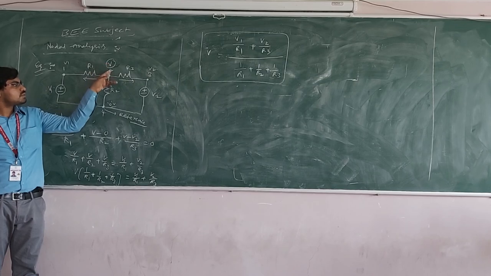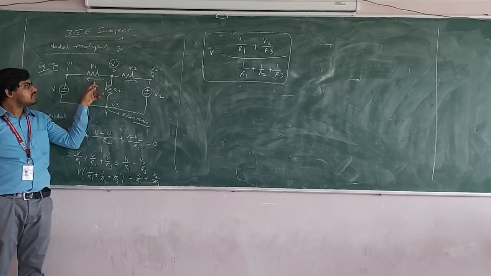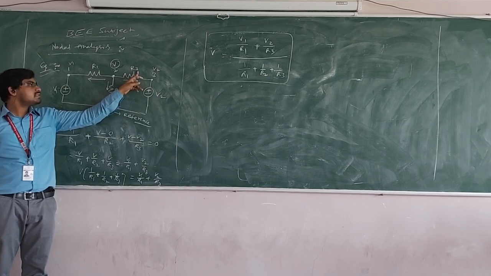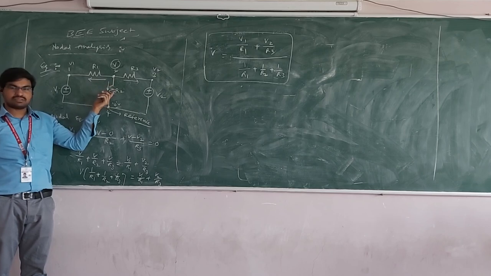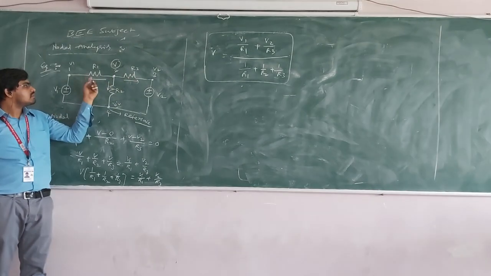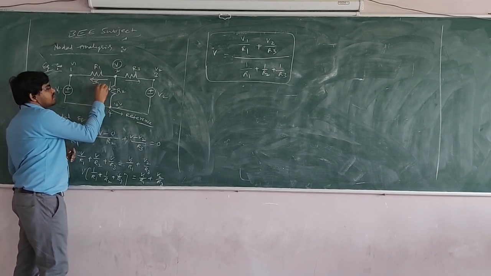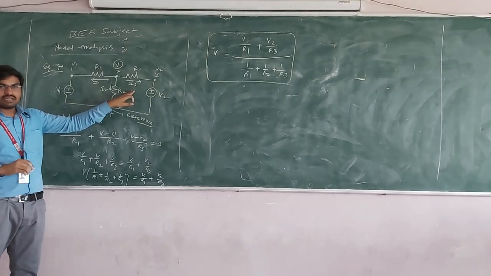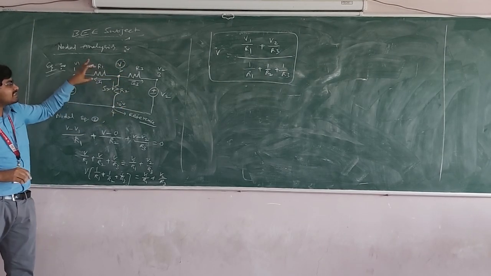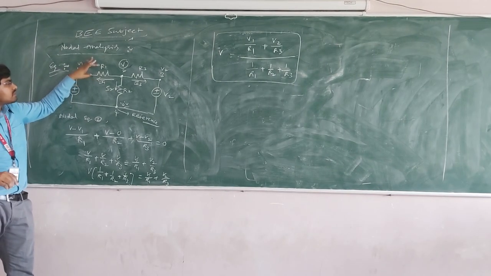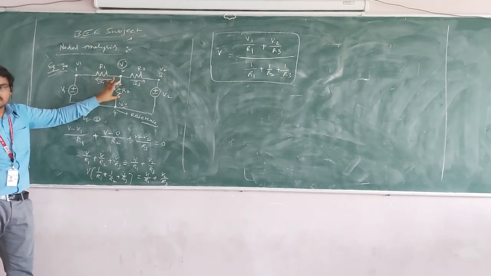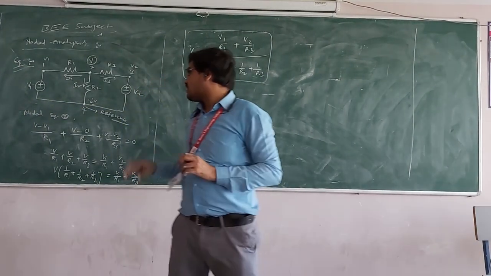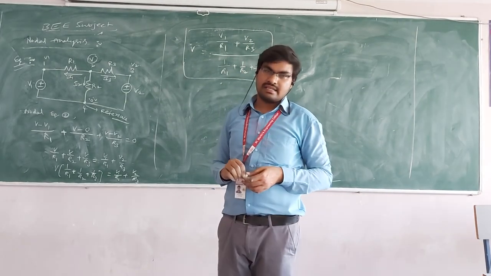If you know the voltage at node 2, we can easily calculate the branch currents in R1, R2 and R3. These branch currents are I1, I2 and I3. After finding the values of I1, I2, I3, we can easily calculate the branch voltages. We can calculate the branch voltage of R1, the branch voltage of R2, and the branch voltage of R3 as well. This is the way to solve this circuit by using nodal analysis. It's a very, very good concept.